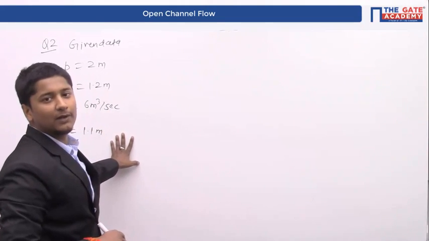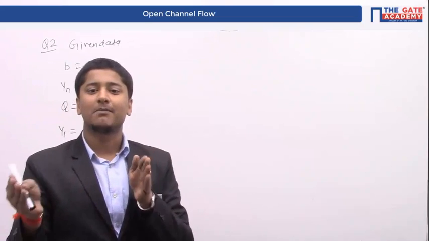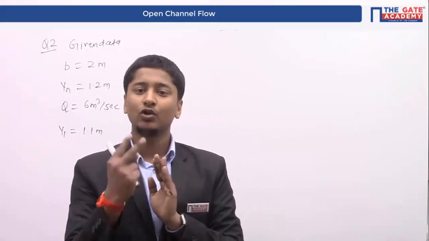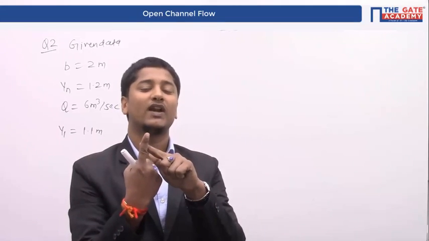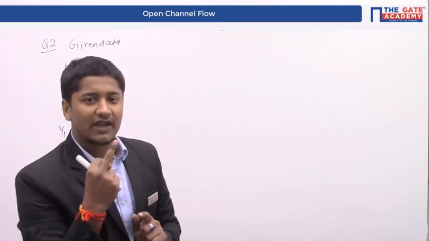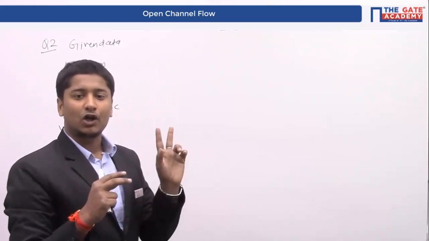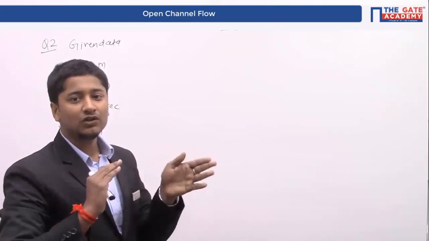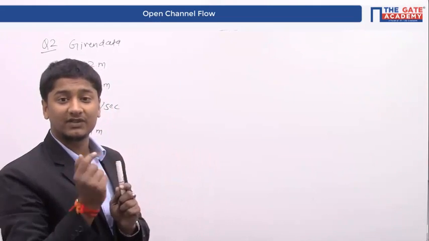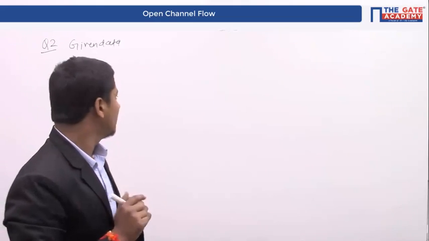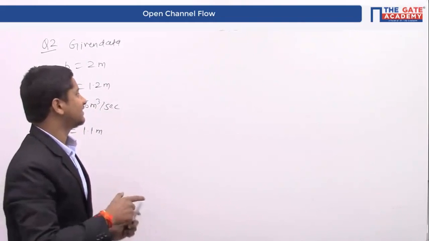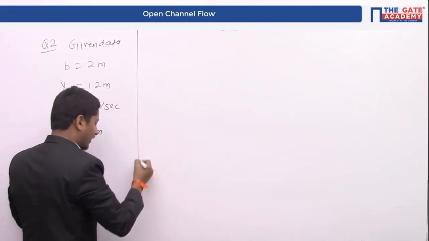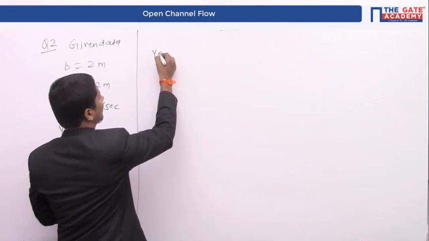So first of all, to understand whether it is a mild or a steep, you have to know two data. The first one is Yn, that is normal depth, and second is Yc. So Yn and Yc are normal depth and critical depth, and based on these you can compare whether that slope is steep or mild. So Yn is given in this question, so first we have to find out Yc.